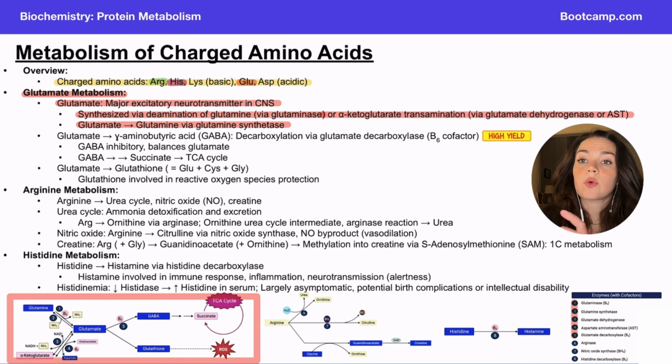And there were two ways we could go about transaminating alpha-ketoglutarate to turn it into glutamate. The first was via glutamate dehydrogenase, and the second was via AST, or aspartate aminotransferase. So that's what glutamate is and how we make it. Now let's talk about what we can turn it into.